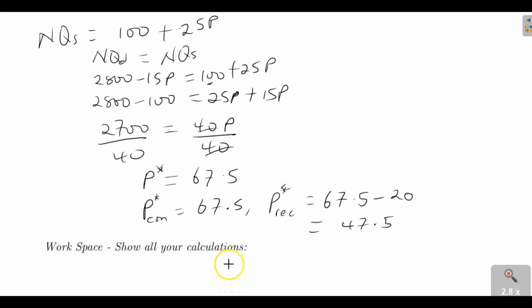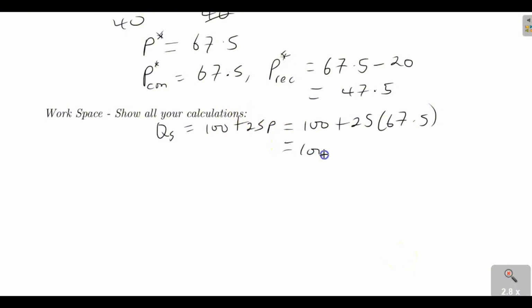Then let's go ahead and find the new equilibrium quantity. To get the new equilibrium quantity, we are going to substitute the equilibrium price in any of our functions, whether the new demand function or the new supply function. So let's go for the new supply function. We know that the supply function is 100 plus 25p. So substituting the value of p, we are going to have 25 times 67.5.